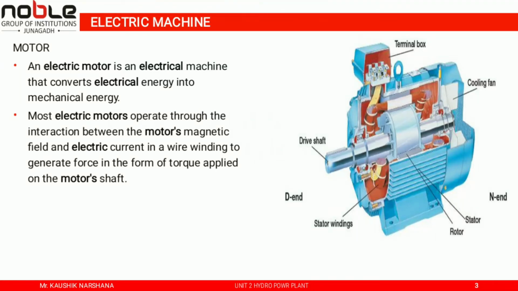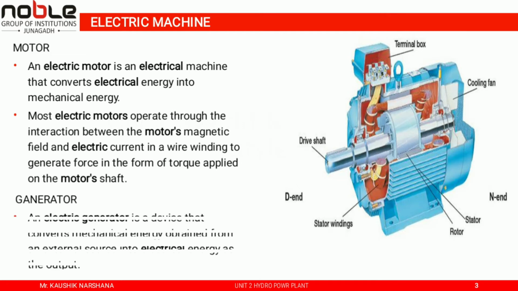Most electric motors operate through the interaction between the motor's magnetic field and electric current in a wire winding to generate force in the form of torque applied on the motor shaft. So here are two basic main parts. First one, the motor's magnetic field, and the second one, electric current. We give supply to the motor, electric current will flow and interact with the internal motor magnetic field, that is N pole, S pole, right?